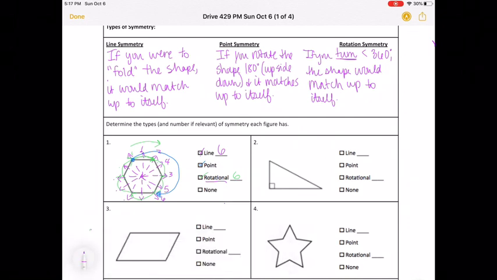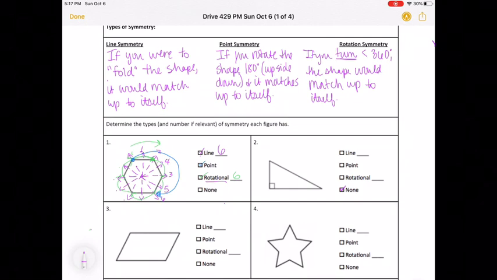Okay, so on to number 2. So I want you to take a minute here, pause the video, and see if you can solve 2. Okay, hopefully you paused, and hopefully you also found that the triangle has no symmetry. So you can't draw a line to make it match up. You can't rotate it correctly.